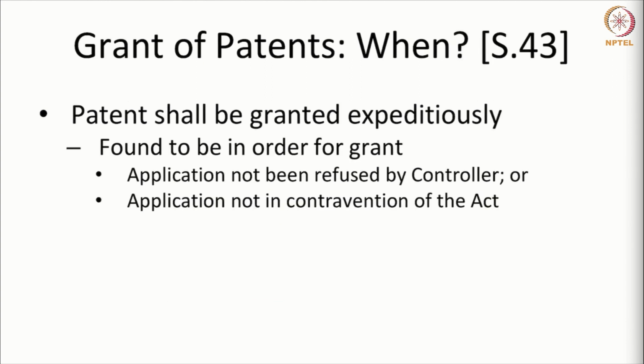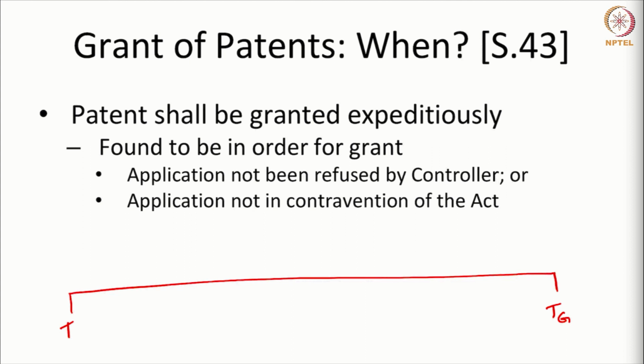When the application is ready, then the patent has to be granted expeditiously. We saw that the timeline for granting a patent is between TA, time for application, and time for grant. So when all the objections are met at this point, the patent has to be granted expeditiously. So this is what we call when a patent is made or found to be in order for a grant.